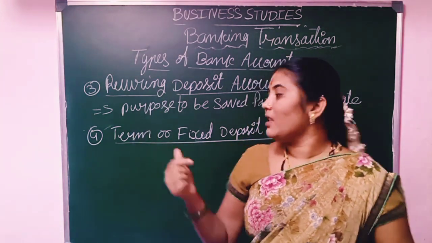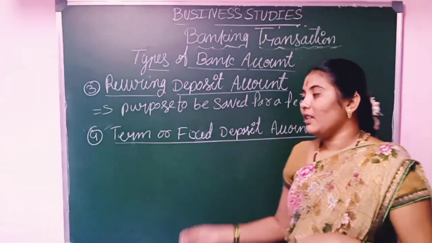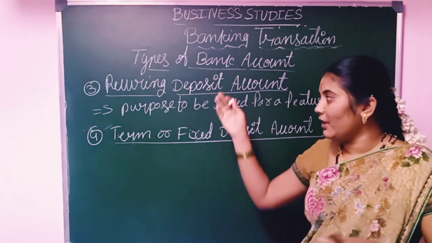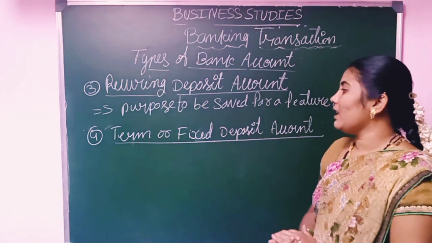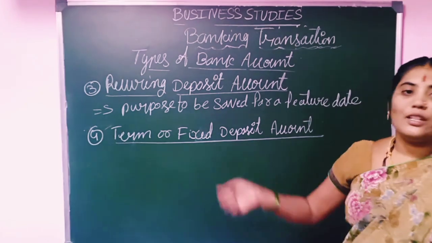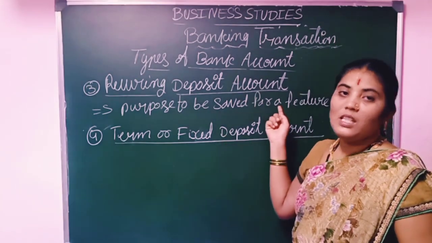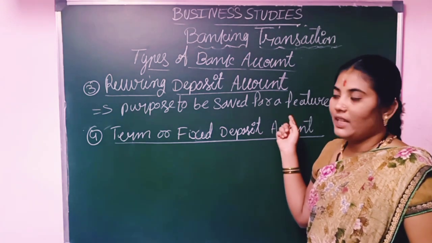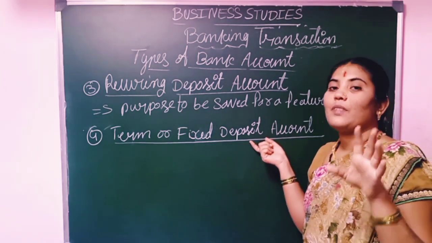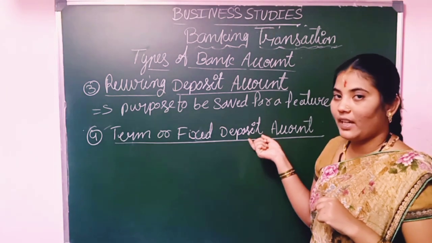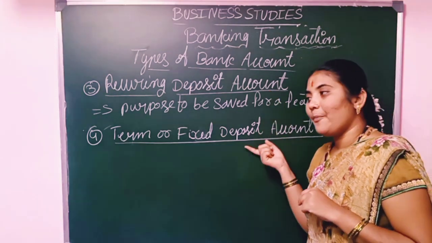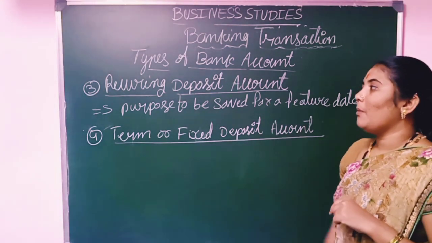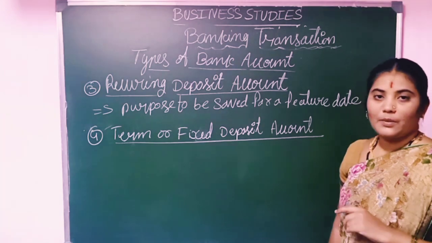So this is all about the term or fixed deposit account. They may ask a question like, what is the difference between the recurring deposit account and the term deposit account? In the recurring deposit they save regularly, in the sense they regularly pay an amount to the bank. But here they fix the amount for a particular period. This is also for saving purposes. The fixed deposit is also for saving purposes. This is all about the recurring deposit account and term deposit account.